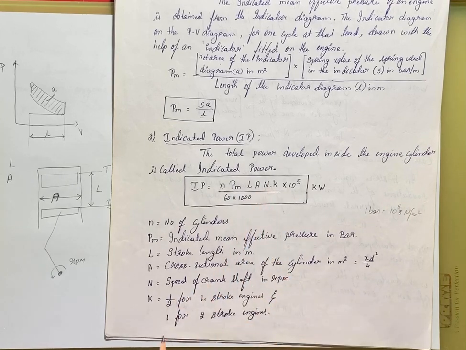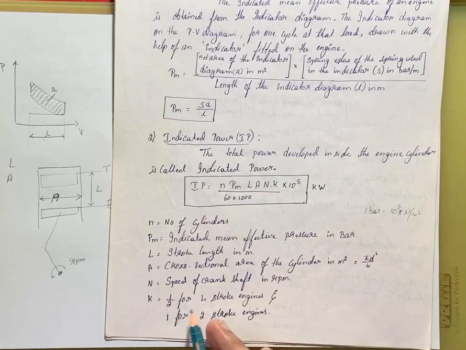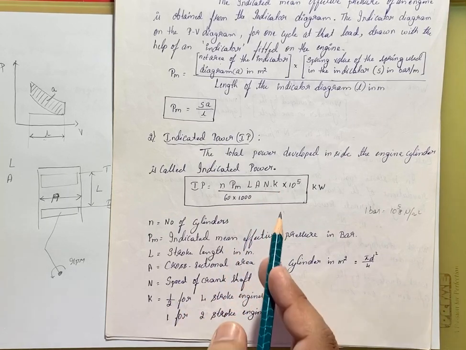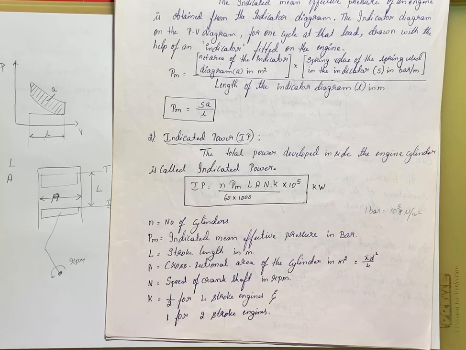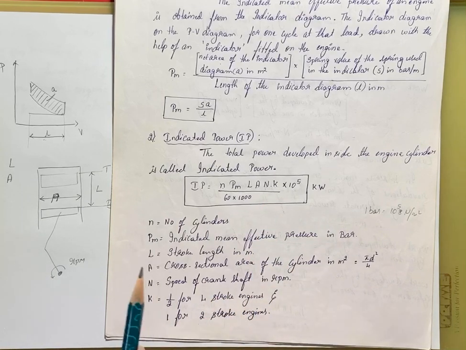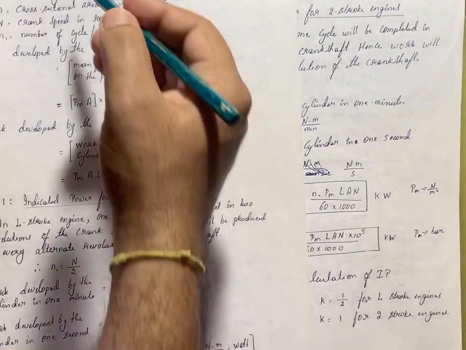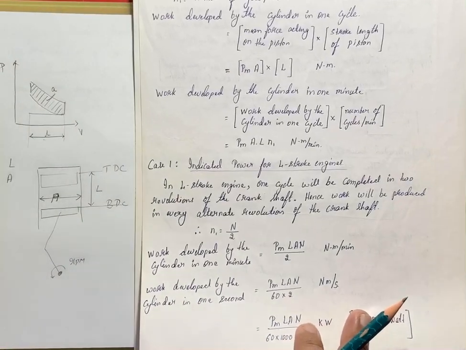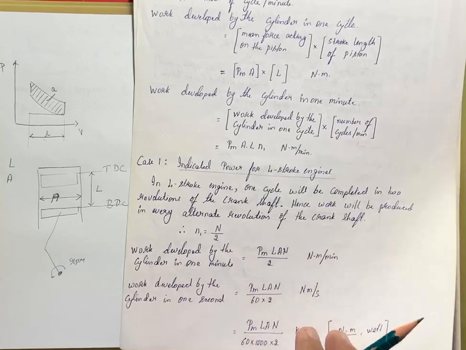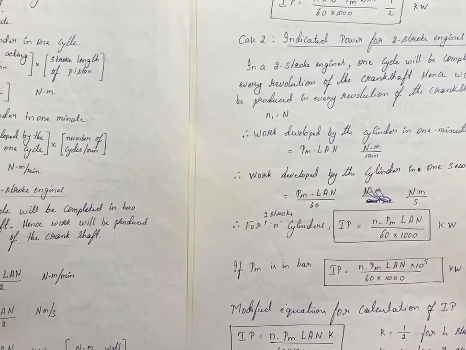Instead of writing two different formulas, we have one generalized formula, that is IP equals P m L A N K. K is half for a 4-stroke engine, K is equal to 1 for a 2-stroke engine. Because for every one rotation, a power stroke is produced in a 2-stroke engine, K is 1. For every 2 rotations of the crankshaft we have 1 power stroke in a 4-stroke engine, so K is half, right? To get that K value, I have done the derivation for both cases. You can go through it. This is not in your syllabus, though I have written it in the notes.